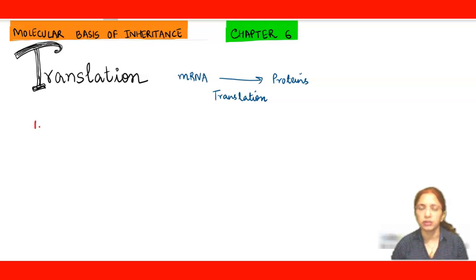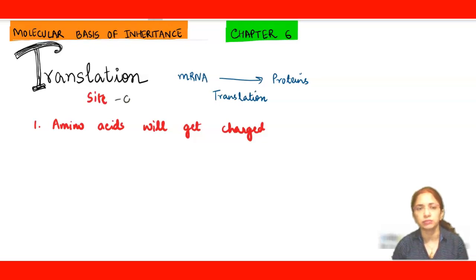First of all, the amino acids will get charged. Now you know that the translation process is happening in the cytoplasm of the cell. So if a 1-marker question comes, what is the site of translation? Then you need to answer that it is cytoplasm. Now the first step is amino acids will get charged.